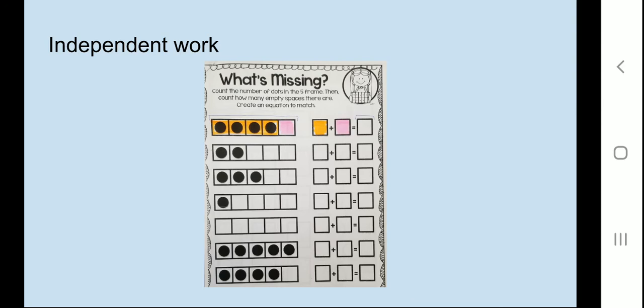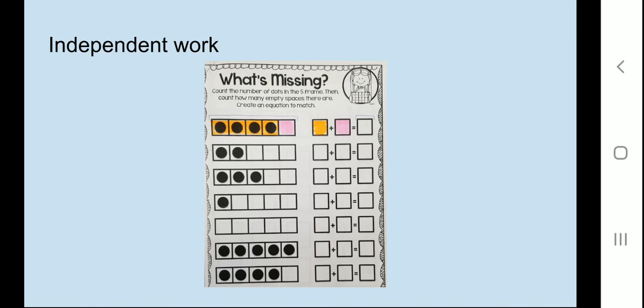The directions say what's missing. Count the number of dots in the 5 frame, then count how many empty spaces there are to create an equation to match. In our lesson today, we worked on a tens frame. A 5 frame is only half of a tens frame, so it's not as many, but it's the same idea.